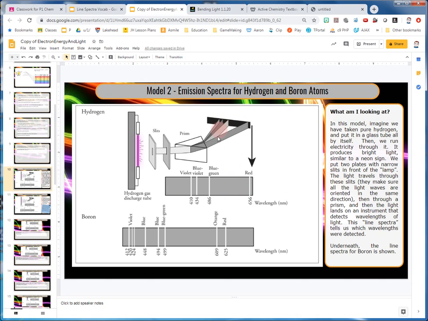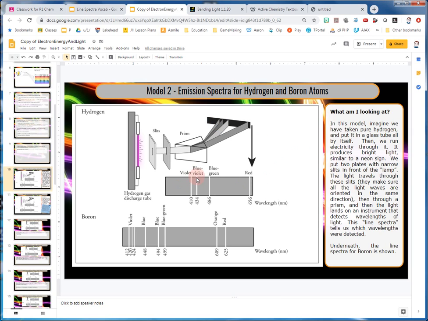Oops, did I do the wrong ones? I might have said the wrong ones. Let's see here. Red, that's this one, because it's less bent, right? And then blue-green, and then blue violet, and then violet. Sorry, I got those mixed up.